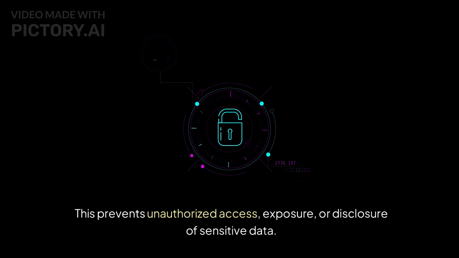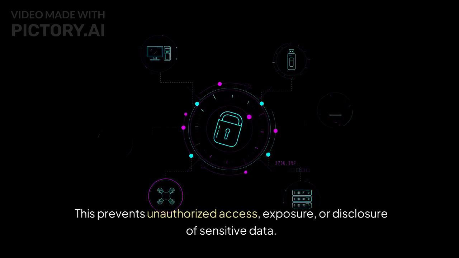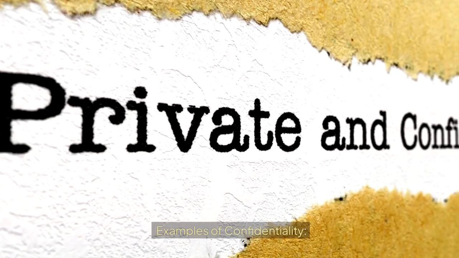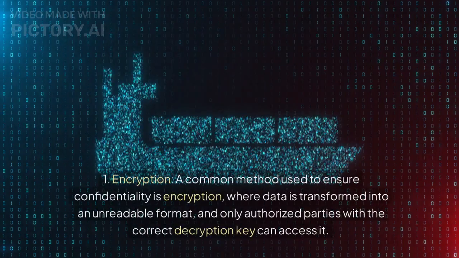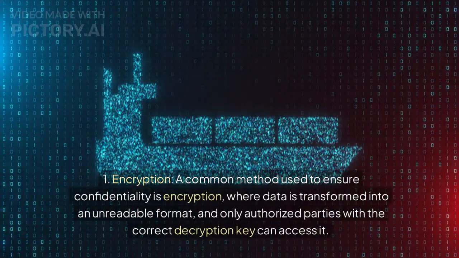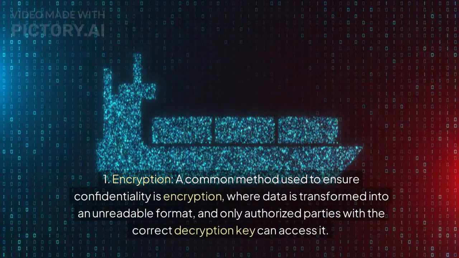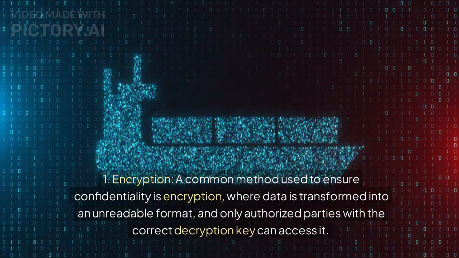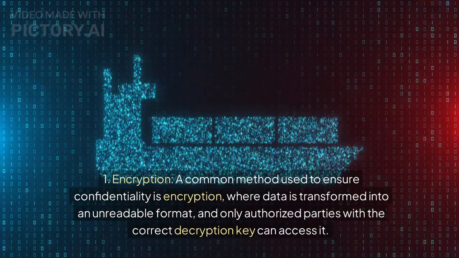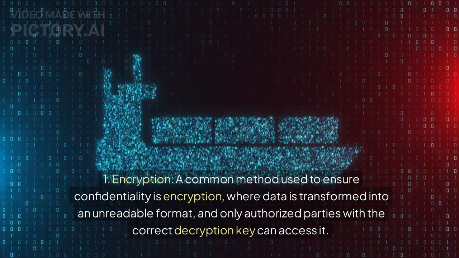1. Confidentiality. Confidentiality is the principle of ensuring that sensitive information is only accessible to authorized individuals, systems, or entities. This prevents unauthorized access, exposure, or disclosure of sensitive data. Examples of confidentiality. 1. Encryption. A common method used to ensure confidentiality is encryption, where data is transformed into an unreadable format, and only authorized parties with the correct decryption key can access it.